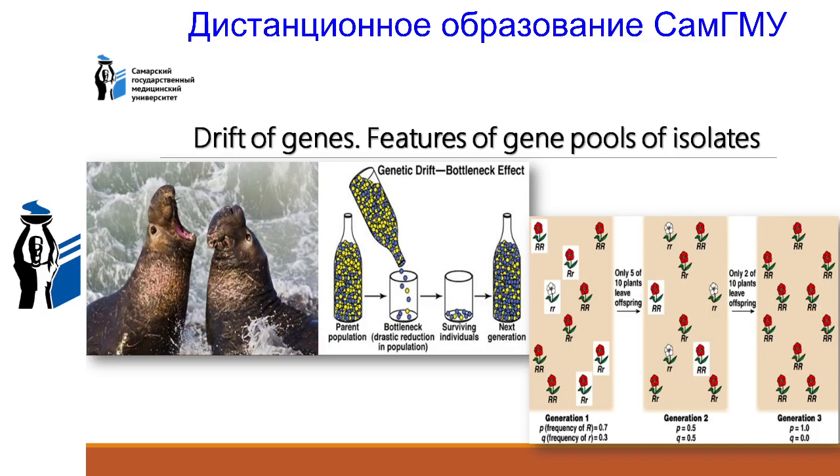Gene drift is understood as a random change in the frequency of occurrence of genes of one allelic pair in a population. Gene drift can lead a population to a homozygous state. It plays a very important role in the formation of the gene pool of small populations.